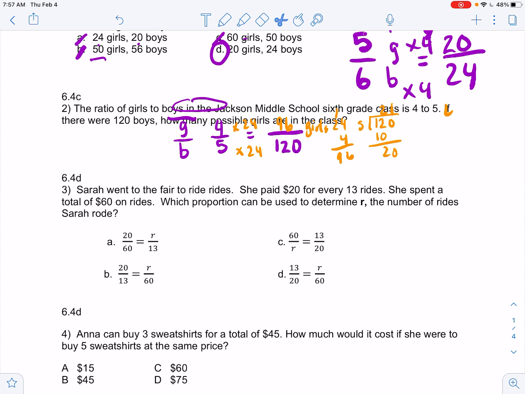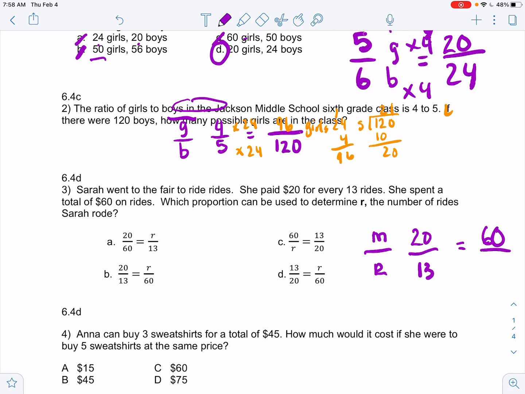Sarah went to the fair to ride rides. She paid $20 for every 13 rides. So if you did money to rides, it would be $20 for 13 rides. She spent a total of $60. So our money is on the top here, so we're going to say to 60.